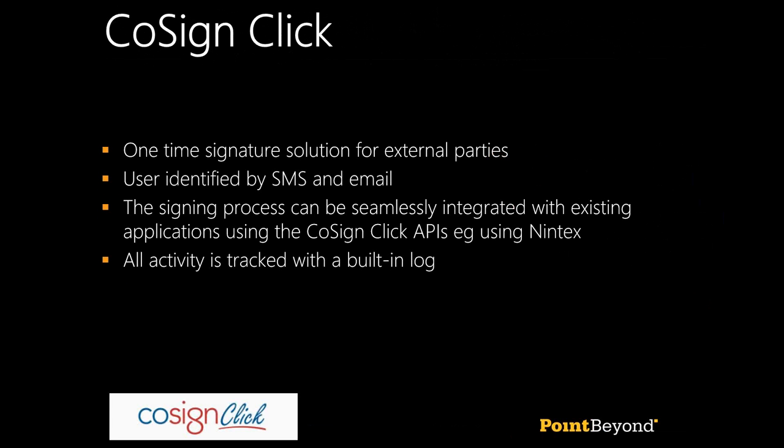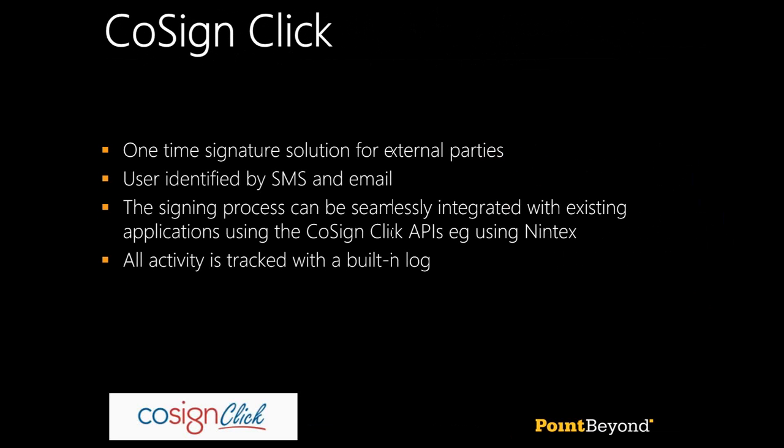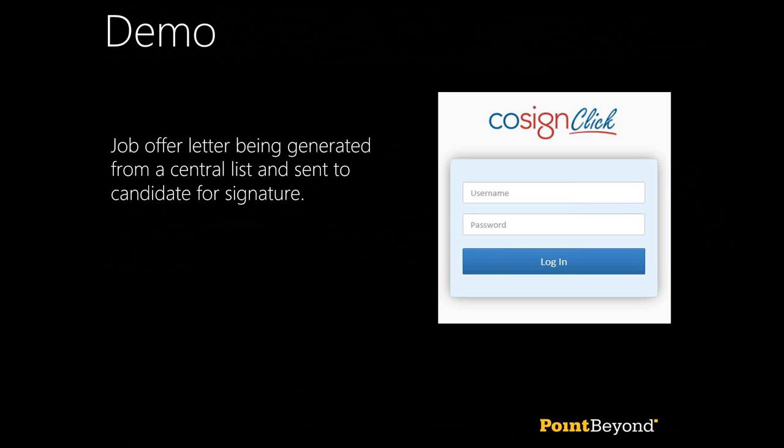So that's really enough slides now. I want to move on to the demo. As I've already mentioned, the demo that we're going to show today is that of a job offer letter being generated automatically. So we're using Chorus Doc generation to automatically create a job offer letter for a candidate. We're going to send that document for signature using CoSign Click. So let's go ahead now, and I'll switch over to the demo and we can show how this works.